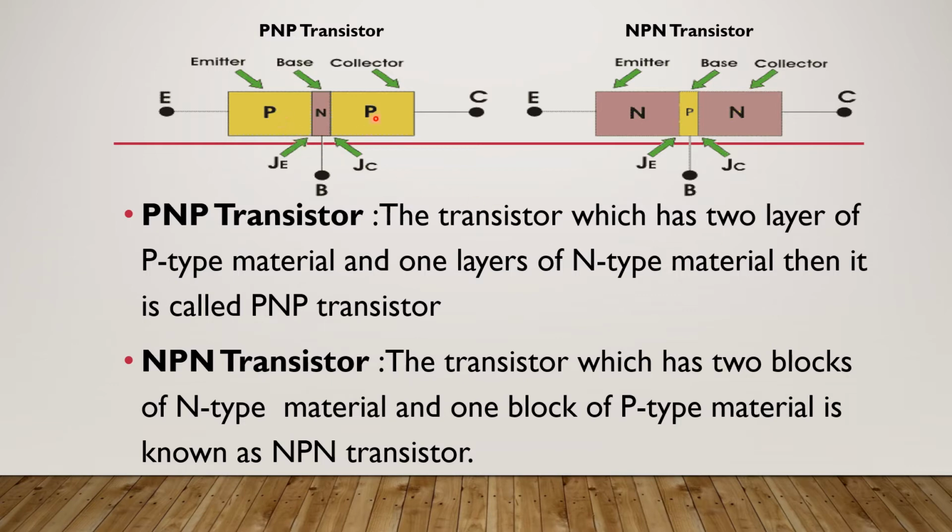In PNP transistor, two P-type material are there. So holes are the majority charge carrier in PNP transistor, and in NPN transistor, two N-type materials are present. That's why electrons are majority charge carriers in NPN transistor.